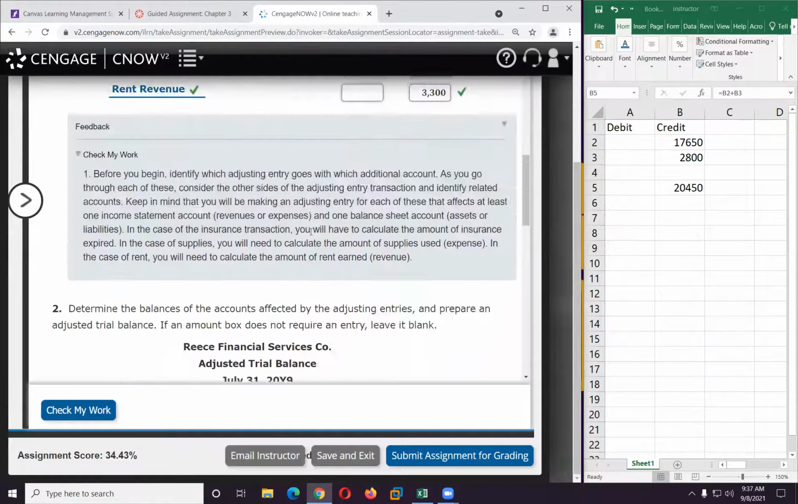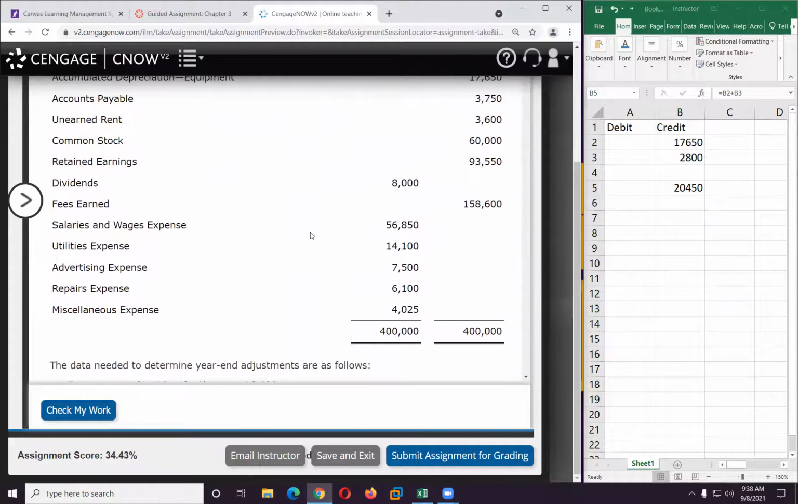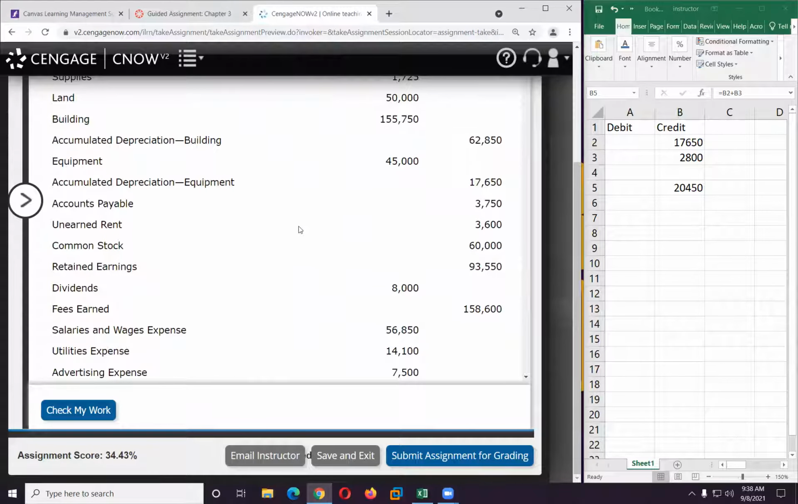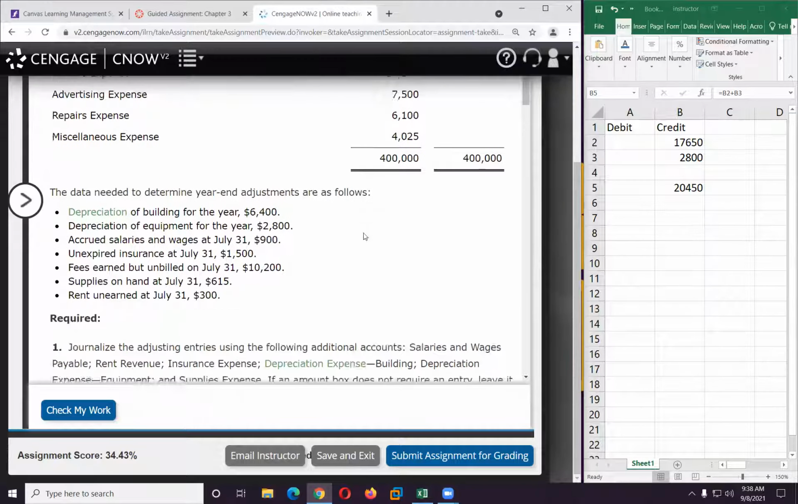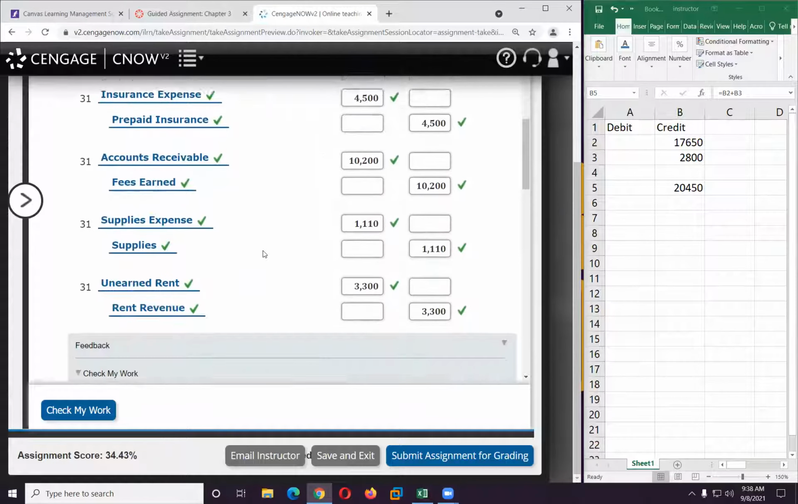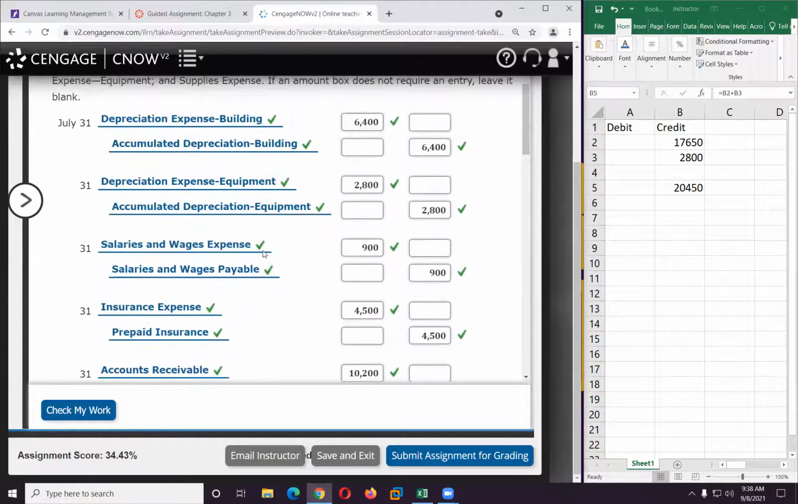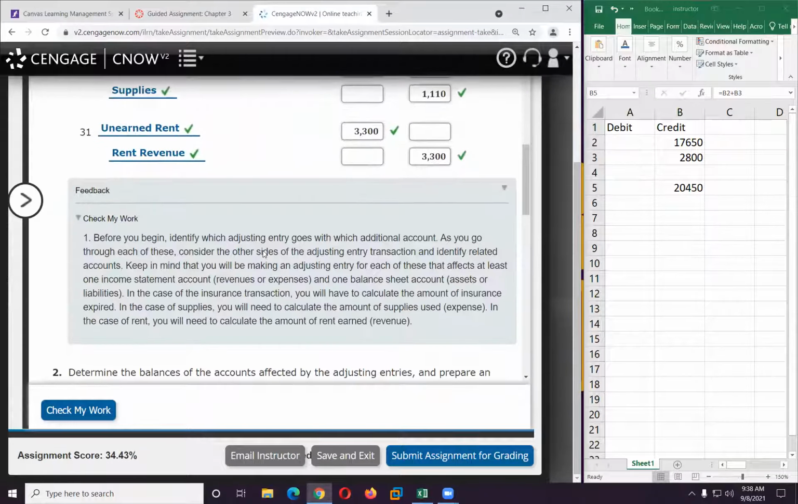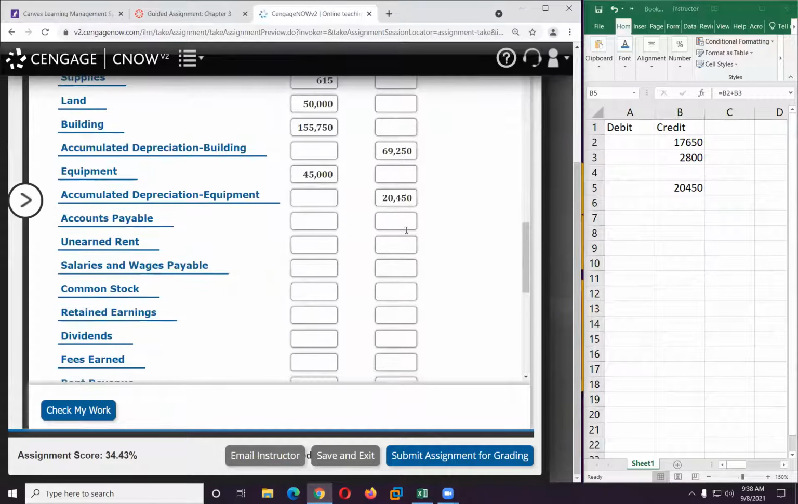Accounts payable. So again, each time I go up to the unadjusted trial balance and I start with that balance, accounts payable had a credit balance of 3,750. And then you can see there were no adjustments to accounts payable. So it still has a credit balance of 3,750.